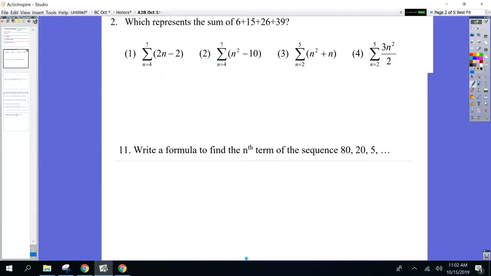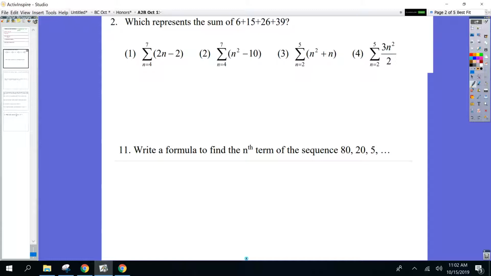Number 2, here we go. Some of you may have done this on Friday. I just want to make sure we are clear on what is expected for something like this, because I'll ask a similar question on the test tomorrow. So basically, which sigma represents 6 plus 15 plus 26 plus 39? Here's what I don't want you to do: add those numbers up and then type every single sigma into your calculator. That may or may not be the right answer.